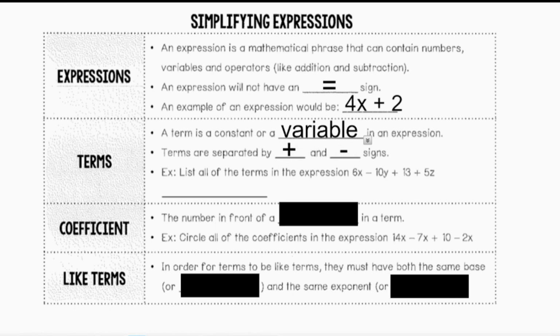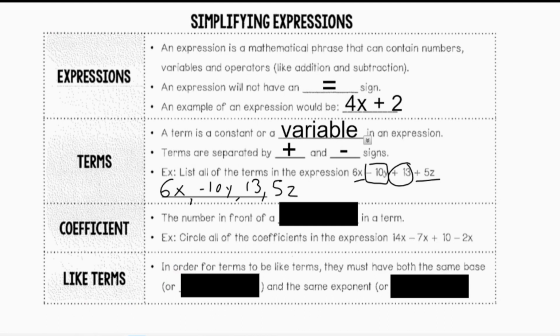Example, list all of the terms in the expression 6x minus 10y plus 13 plus 5z. So looking at that, everything that is separated by a plus and minus sign is a term. So my first term would be 6x. My second term would be negative 10y. My third term would be 13. And my last term is 5z.